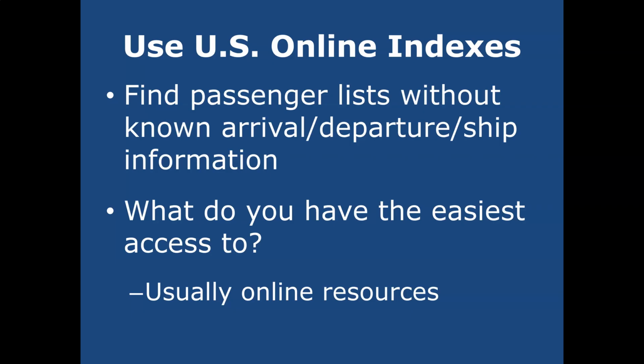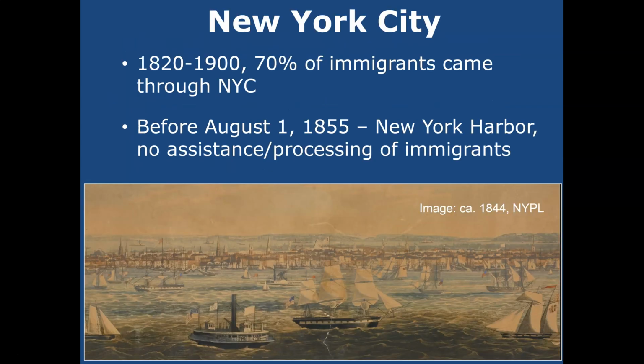So next we'll talk about finding a passenger list without that known information. And what do you have the easiest access to? That's what you should start with. And usually the answer to that is online resources. Before I get into some of the online resources, I'm going to give a little bit more background information on immigration history.